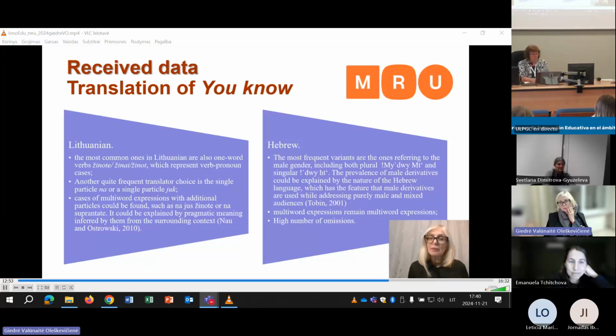In Hebrew, the most frequent variations are the ones referring again to the male gender, including both plural and singular. The prevalence of the male derivatives could be explained by the nature of the Hebrew language, which has the feature that male derivatives are used when addressing purely male and mixed audiences. Multi-word expressions in Hebrew remain multi-word expressions. However, concerning this multi-word discourse marker, a high number of omissions were observed.